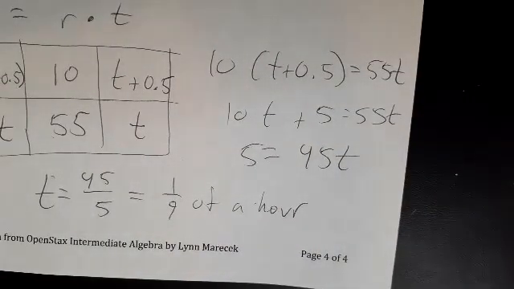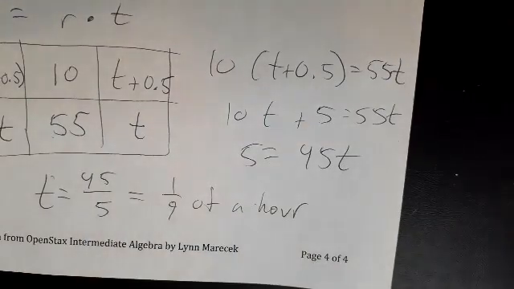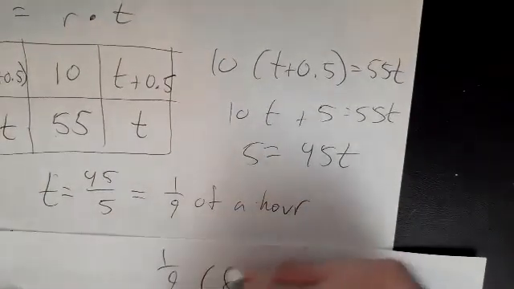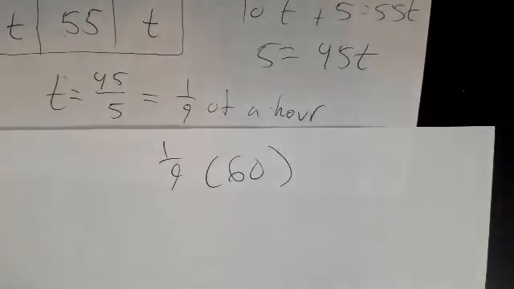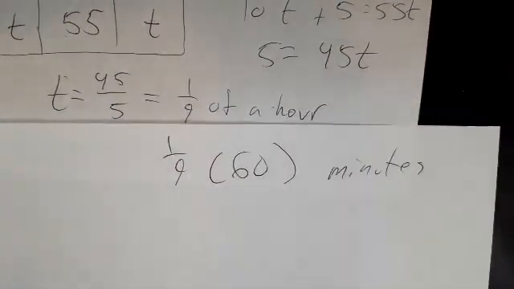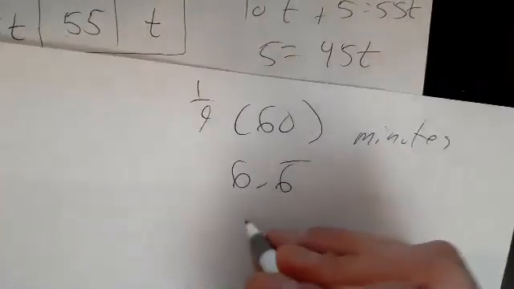Okay, so if we're talking about 1/9 of an hour, they asked us how much time will it take the driver to reach the runner, rounded to the nearest minute. So they asked us for minutes. So if we know it's 1/9 of an hour, we can do 1/9 of 60 minutes to convert to minutes. And this is like 6.6 repeating or something. It should be 7 minutes.